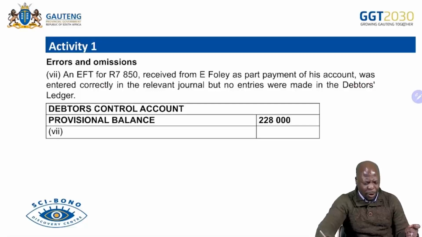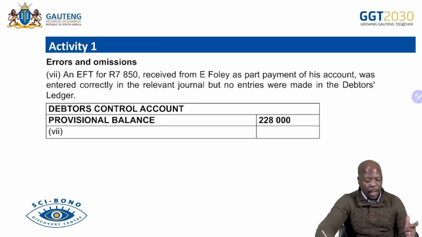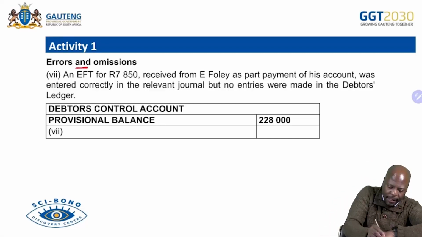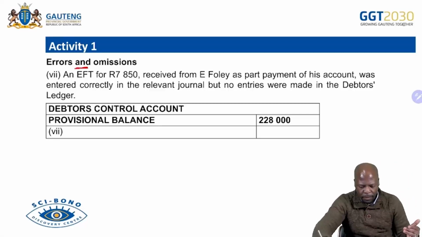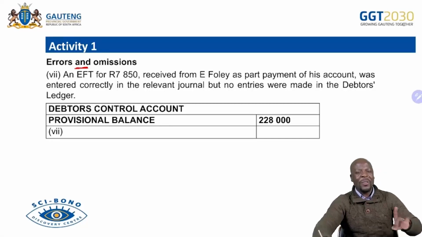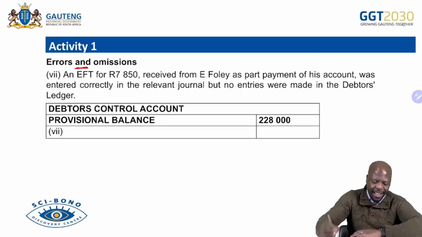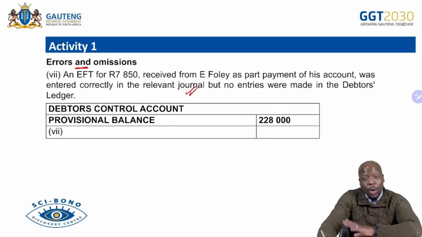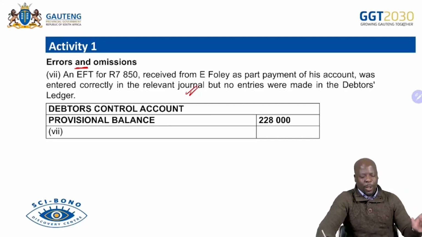I believe this could be our last adjustment. It reads, an EFT, remember, EFT, what does that mean? Payment. So an EFT for 7,850, which was received from E40 as part payment of his account, was entered correctly in the relevant journal. Once they say it was correct in the relevant journal, that means my control is fine. So I'm not going to stress about my control, because once it's correct in the journal, they're trying to tell me, don't focus on the journal.